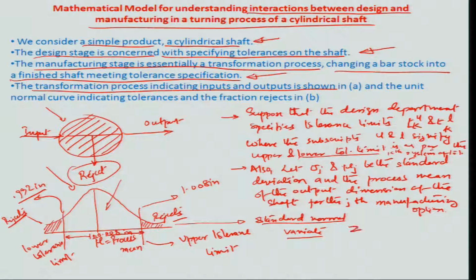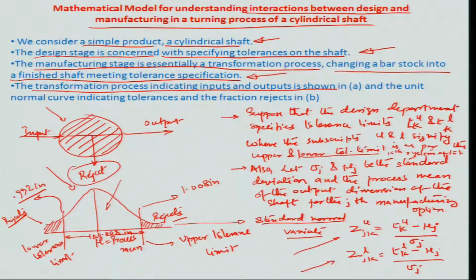And this standard normal variate Z for the jth manufacturing option on the kth system of tolerances for the upper side comes out to be the upper tolerance minus the mean of the process divided by sigma j. And similarly the standard normal variate for the jth manufacturing process for the kth system of tolerances comes out to be TKL minus mu j by sigma j.